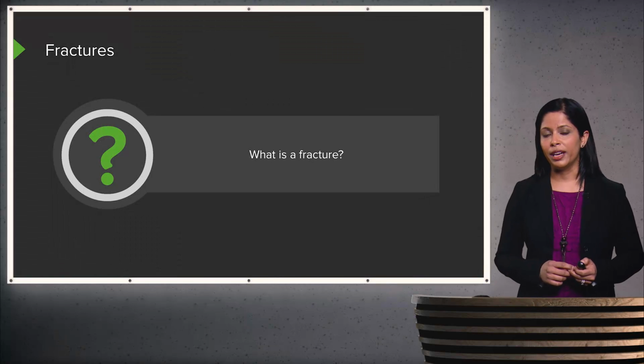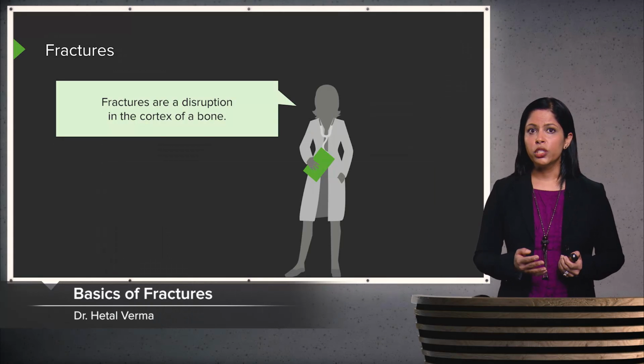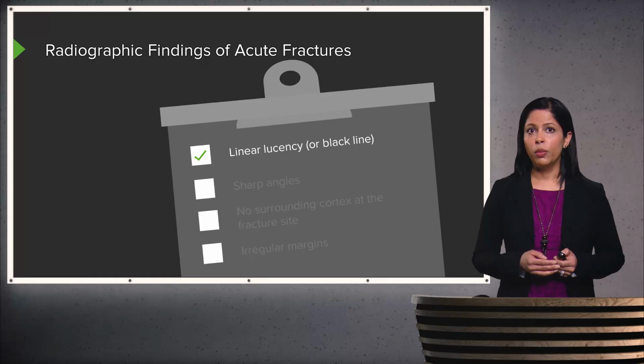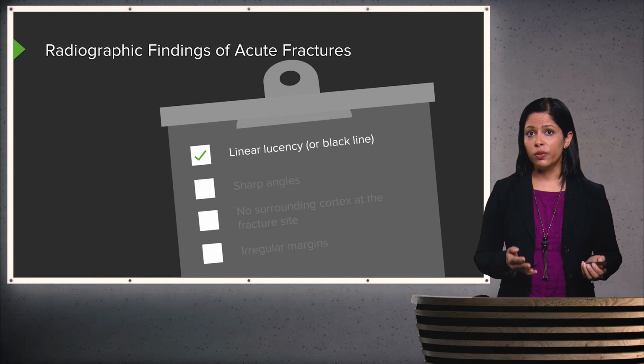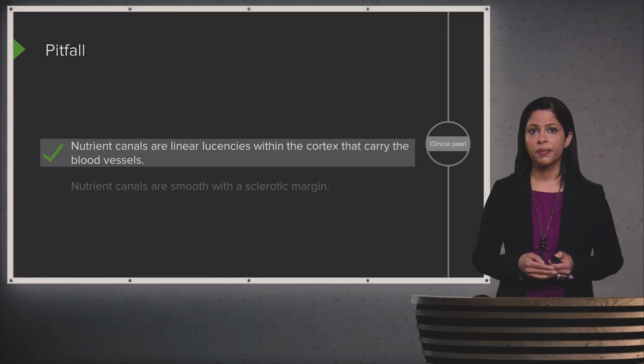So let's move on to fractures. What is a fracture? A fracture is actually the disruption in the cortex of a bone. There are multiple radiographic findings to help you look for fractures. One is a linear lucency, or a black line through the bone that extends out to the cortex. Fractures usually have very sharp angles, and there's no surrounding cortex at the site of the fracture. The fractures usually have irregular margins as well.